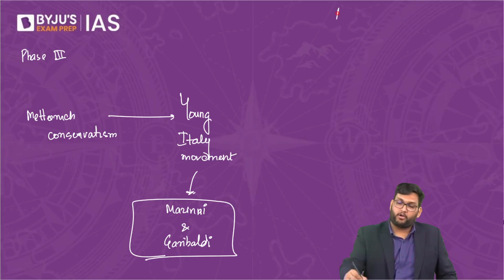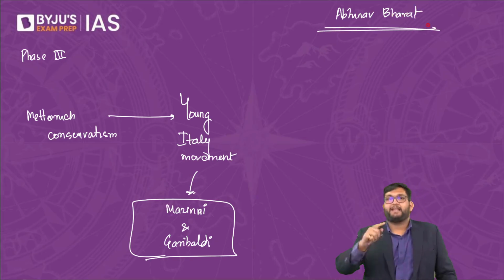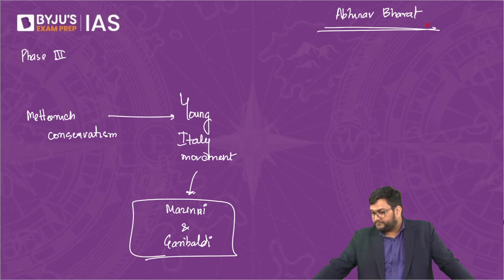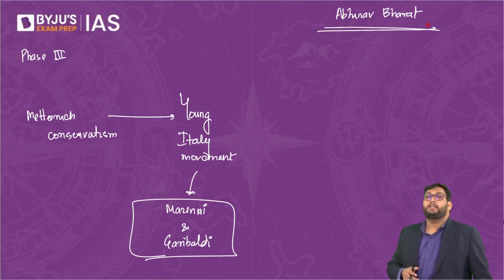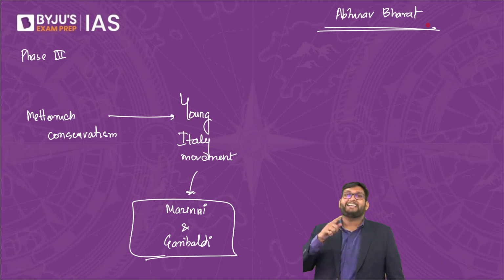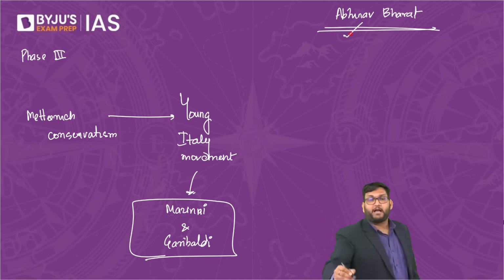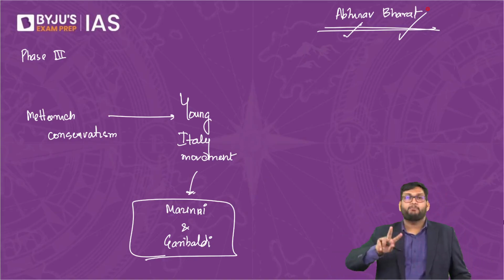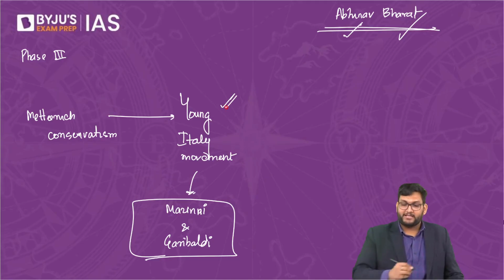There was a body called Abhinav Bharat, a revolutionary body. If I translate Abhinav Bharat into English, what will I get? V.D. Savarkar and his brother made Mitra Mela. And then they renamed it as Abhinav Bharat. What does Abhinav Bharat translate to in English? Young India movement. Young India. So the revolutionary body Abhinav Bharat was actually based on the ideals of the Young Italy movement.